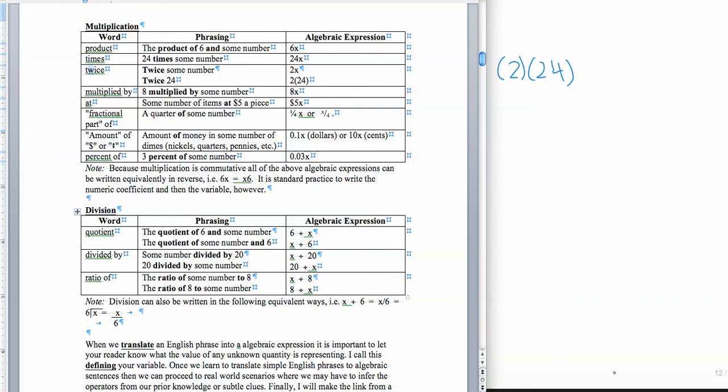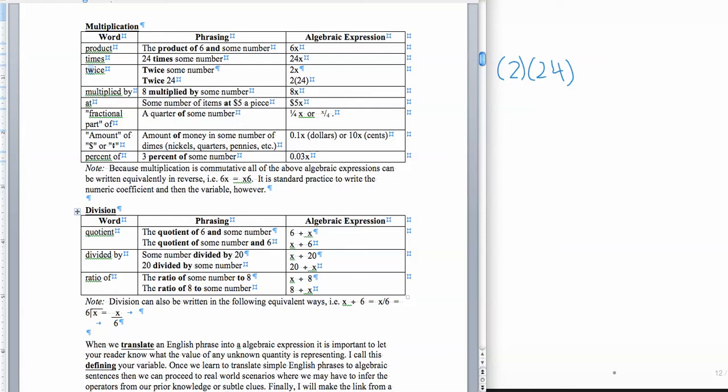Now words for division. Division, we don't have as many words for division, and thank goodness. Division, no matter what order it comes in, the first number is your dividend, followed by the second number being your divisor. Remember those from earlier lecture. So quotient, we already know or should know that that is the word that means divide. So the quotient of 6 and a number means 6 divided by the number. It's exactly the order that it comes in, dividend and then divisor.